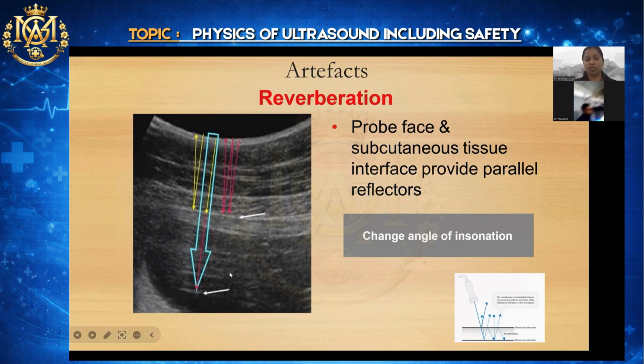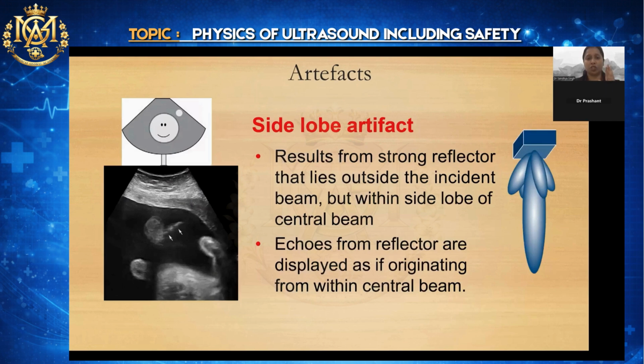Because if you miss this much part, you may label the patient by mistake as oligohydramnios or something like that. So clinically it is very important for you to understand that this is an artifact. If it is an artifact, it is happening because of the sound waves which are traveling. It will go away if you change your angle of insonation.